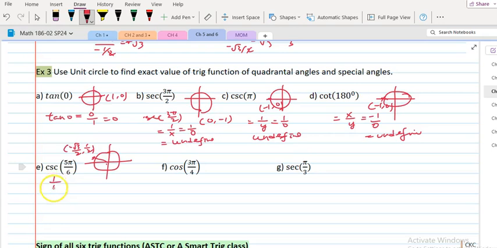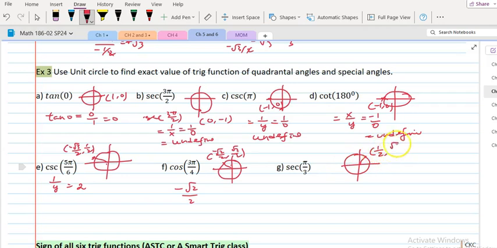Cosecant is 1 over y. That is 2. Right? Cosine 3 pi over 4. 3 pi over 4 is here. And the point has x negative: negative root 2 over 2, root 2 over 2. So cosine is the x value, negative root 2 over 2. Okay. Secant pi over 3. Pi over 3 is here. It is 1/2 and root 3 over 2. In quadrant 1, they're both positive. So secant is 1 over x, right? 1 over x is 2 again.